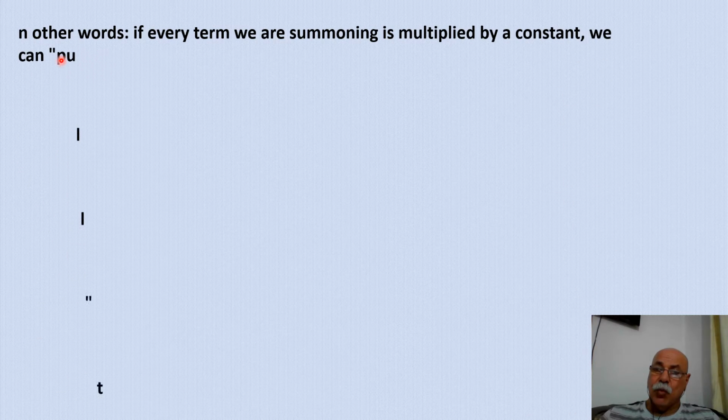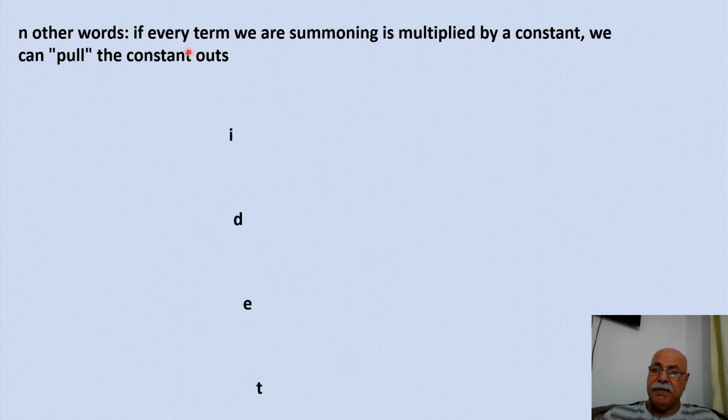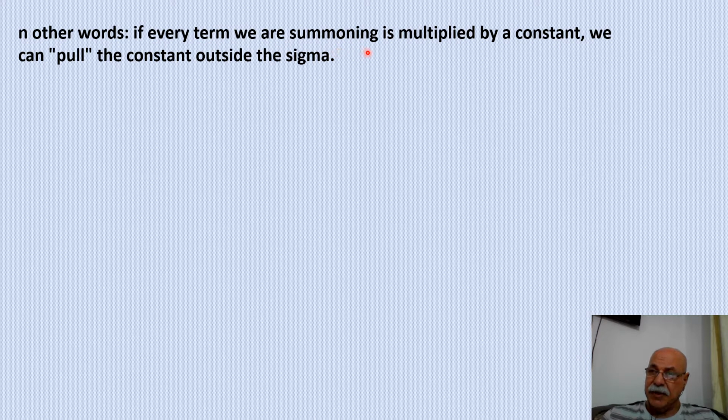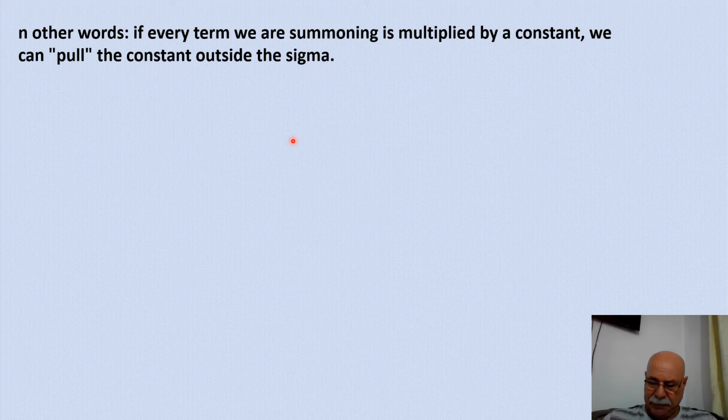As a rule, if every term has something multiplied by a constant, we call it pulling the constant outside the sigma, meaning pulling out the value outside the sigma, as we see in this example.